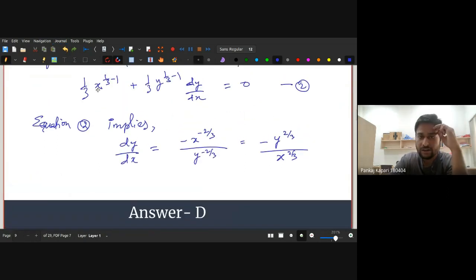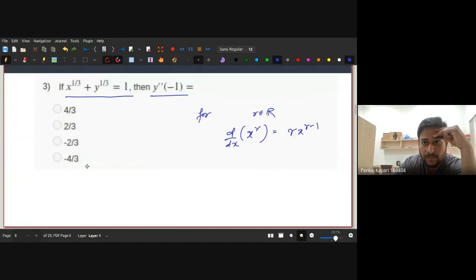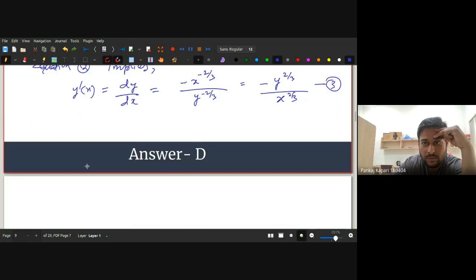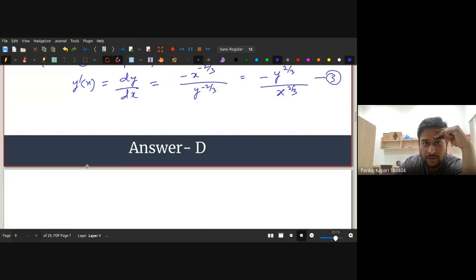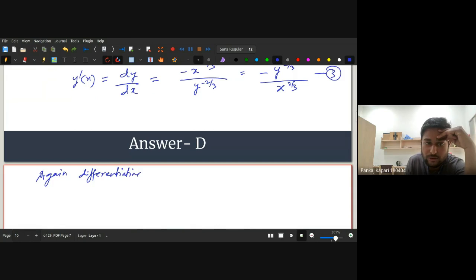Now we'll differentiate this third equation once more with respect to x, because we want to find the double derivative. This is just y prime of x. Okay, this is the first derivative. Let's differentiate it further. Okay, again differentiating with respect to x in equation 3.